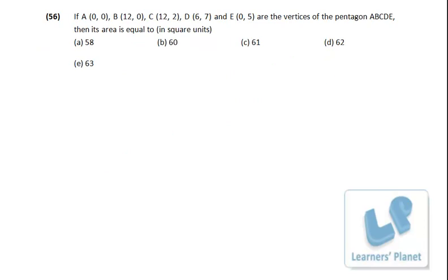Now we have a very interesting problem. Five coordinates A, B, C, D, E are given, which are the vertices of pentagon ABCDE. Then we have to find out the area of this pentagon. So just see how we can do it. What I'll do is try to mark the points on the coordinate plane, just to get a rough idea.